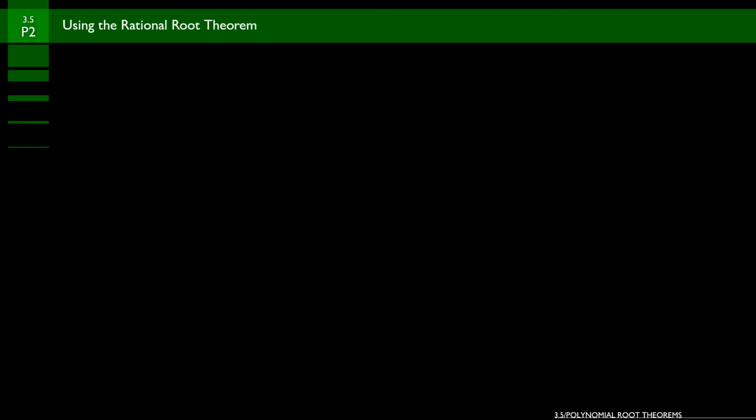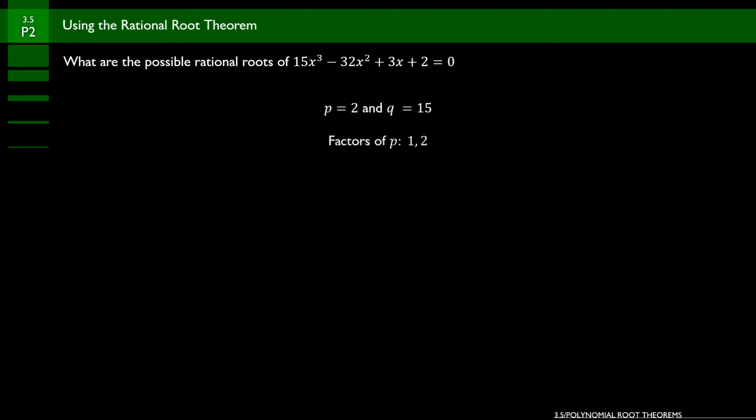In problem number 2, we're going to do the same thing, but with a little bit more complicated numbers. So we've got 15x cubed minus 32x squared plus 3x plus 2. So again, identify what P is. P is 2, Q is 15. So the factors of 2 are 1 and 2. The factors of 15 are 1, 3, 5, and 15.